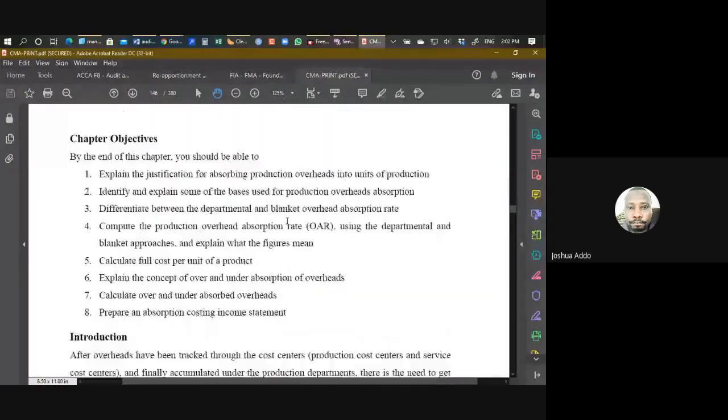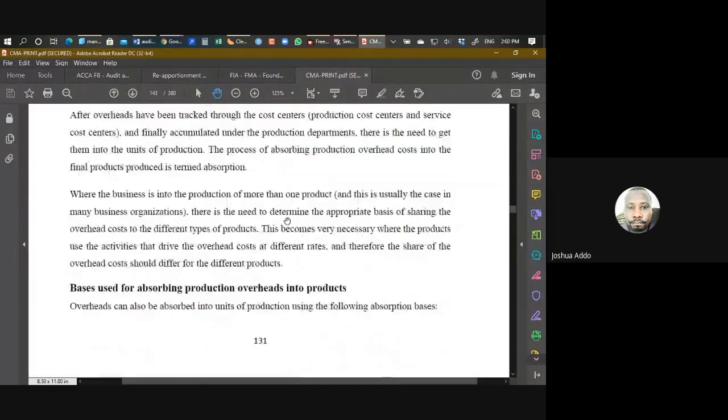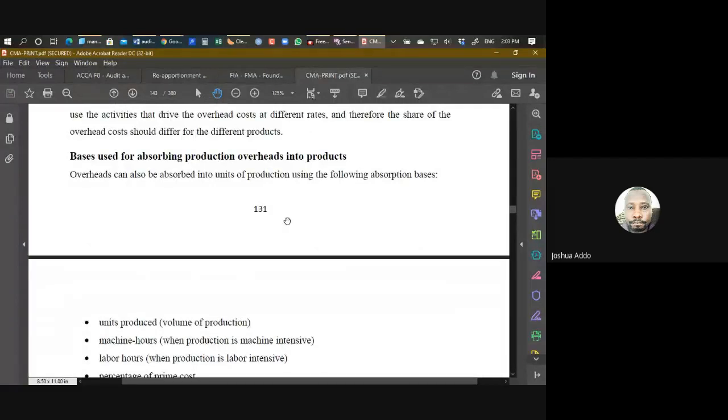Basis of apportionment is simply the yardstick based on which we think it is fair to share the production overhead cost. And there are two notable bases. I will explain why the two are very notable. One is labor hours. So we use labor hours, usually direct labor hours, as the basis of sharing the production overhead costs to the product.